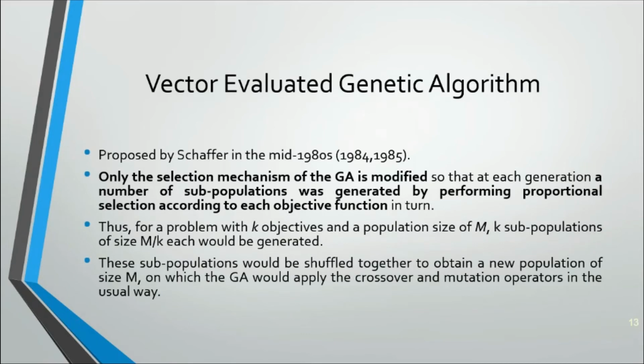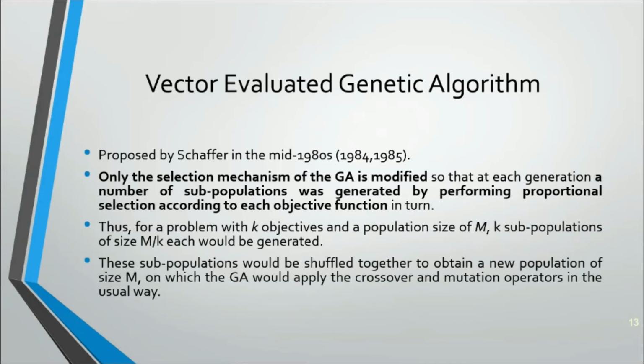Another method is the vector evaluated genetic algorithm. It was proposed by Schaffer in the mid-1980s, in 1984 and 1985, when two papers were presented. In this case, only the selection mechanism of the GA is modified. In the vector evaluated genetic algorithm, the selection mechanism of the genetic algorithm is modified.